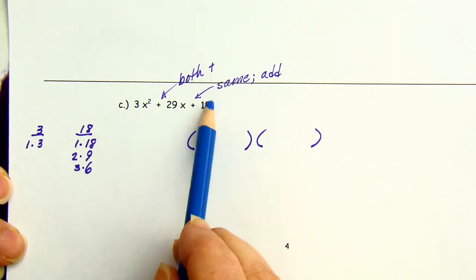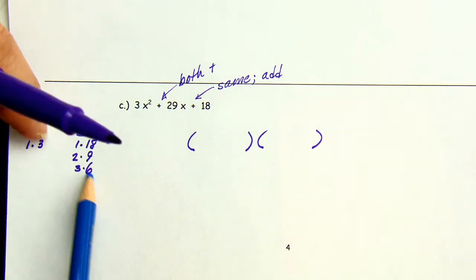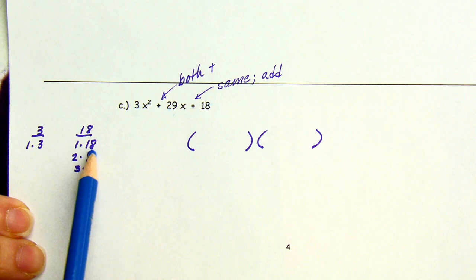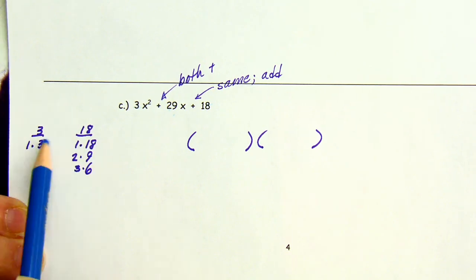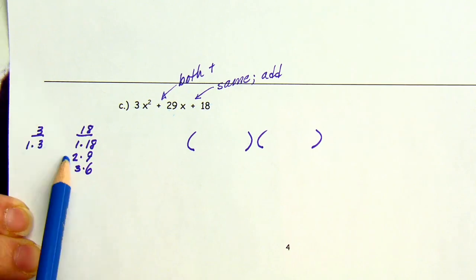bigger than those. I don't know, maybe it's not 3 and 6. Well, let's try. 18 plus 3 is not 29. Maybe this will work. Maybe these two. Let's look. 9 times 3 is 27. 2 times 1 is 2. 27 and 2 is 29.